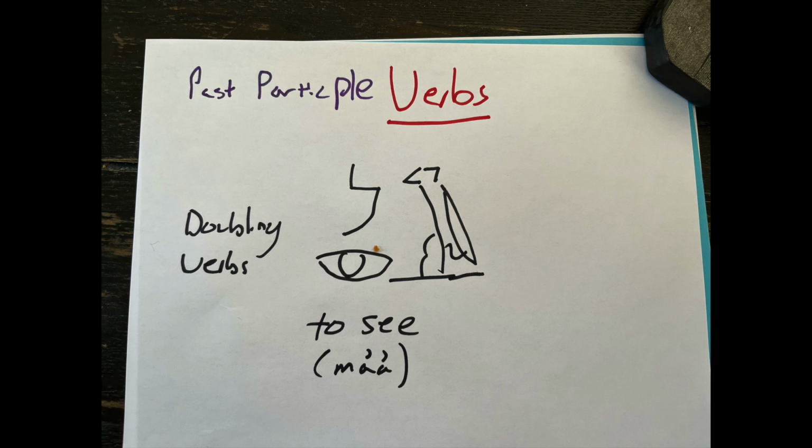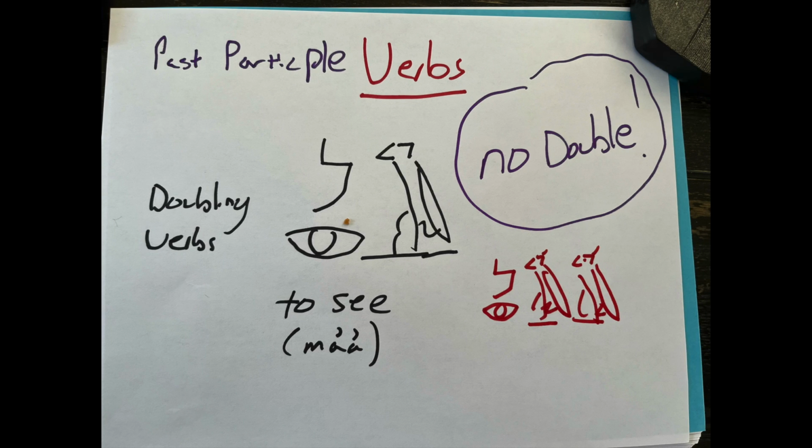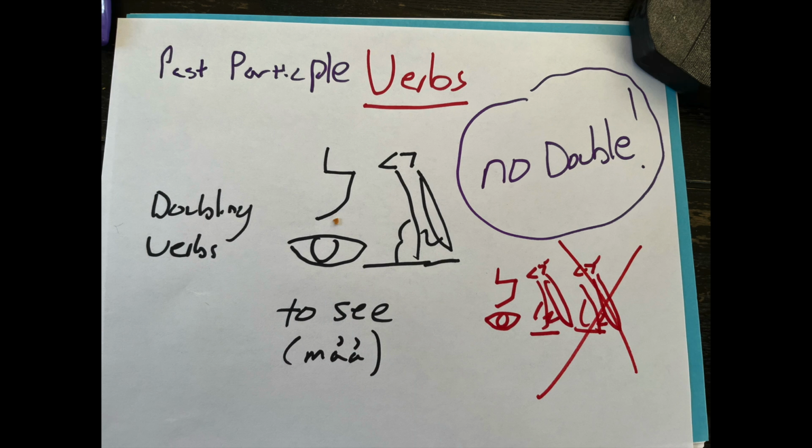For doubling verbs, so here again we see ma'ah, to see, well, they don't double. So ma'ah should be spelled, if you will, like you see in the red at the bottom right. But in the past participle, you don't double doubling verbs. It's one of the only times doubling verbs are not doubled.